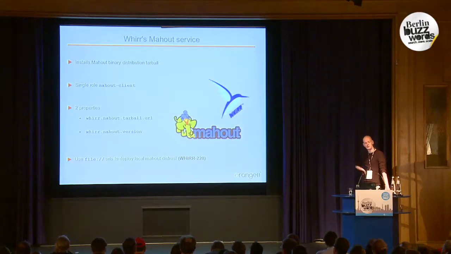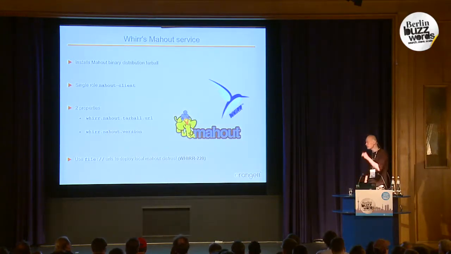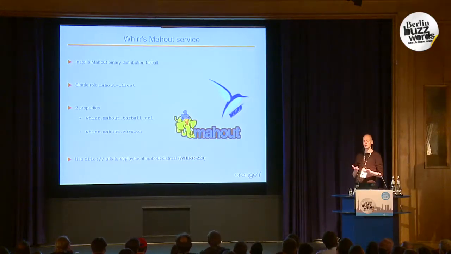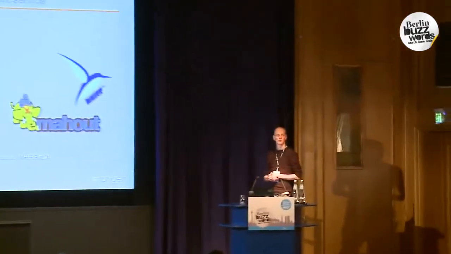And so what does the Mahout service do exactly? It installs the binary distribution tarball. So it just grabs it from the Apache archives and installs it under /usr/local, I think. And then it sets the environment variables. So the idea is that when it's installed, you can log onto the cluster and you can just start running with it.